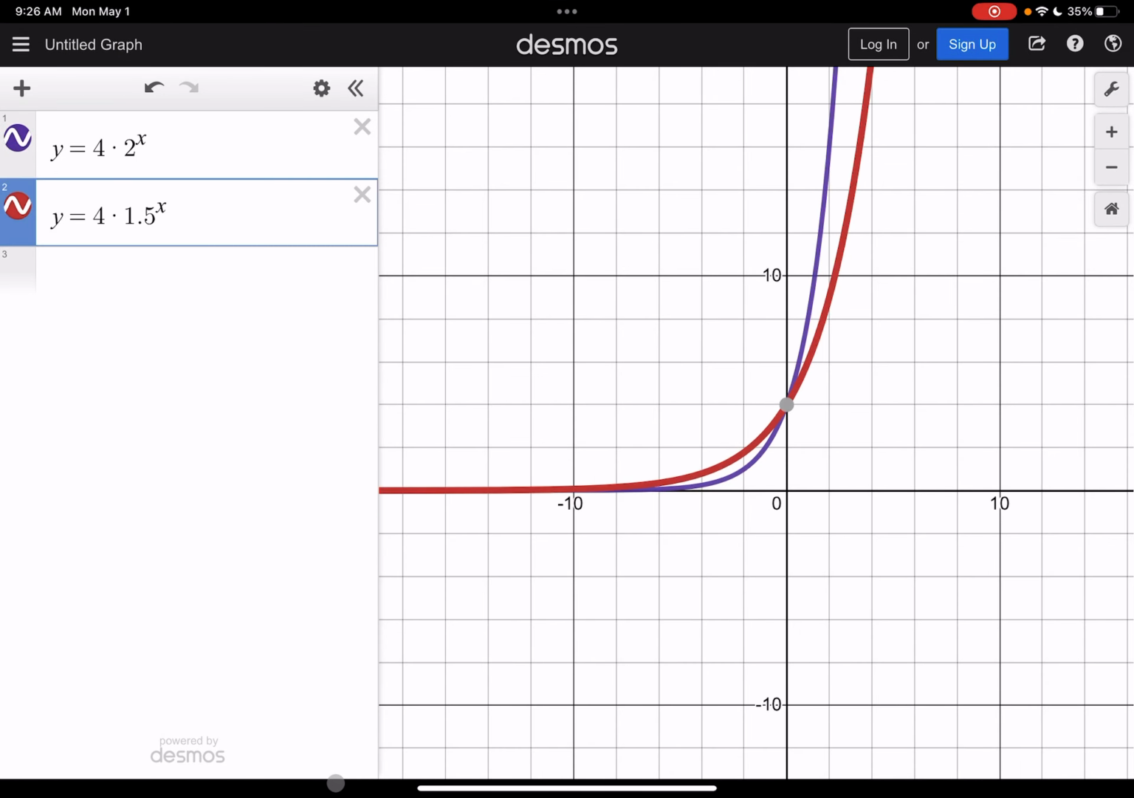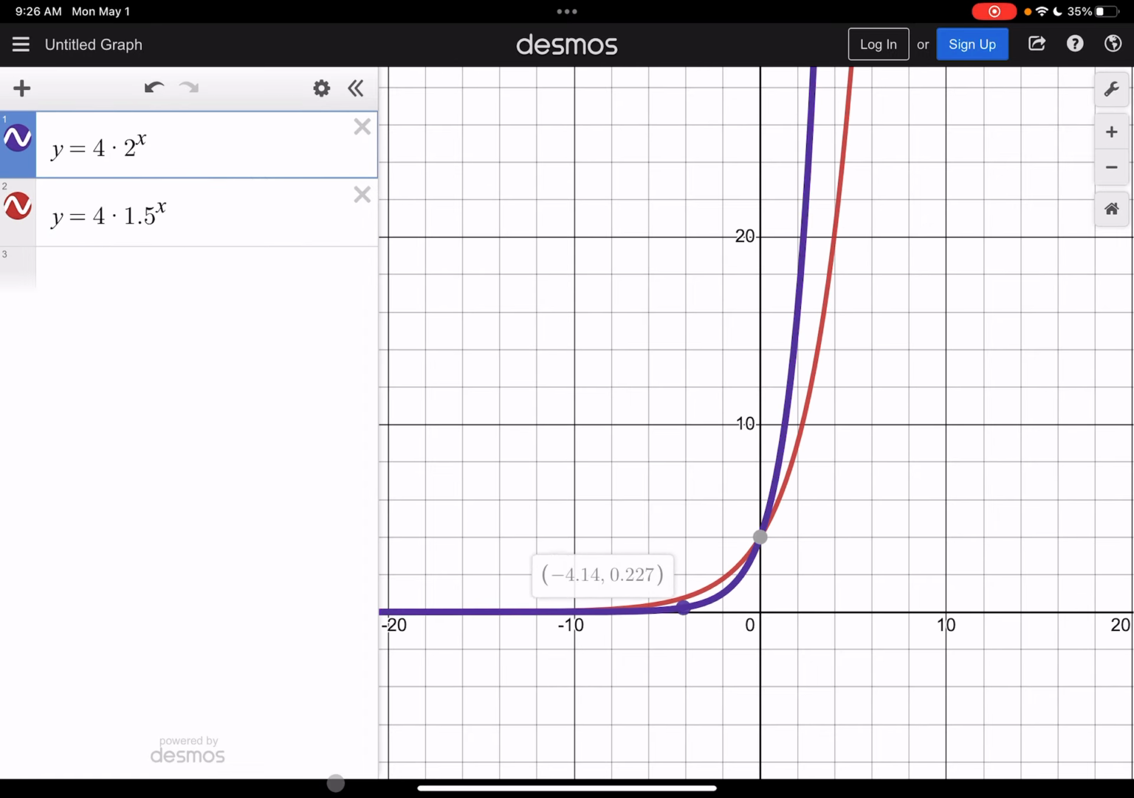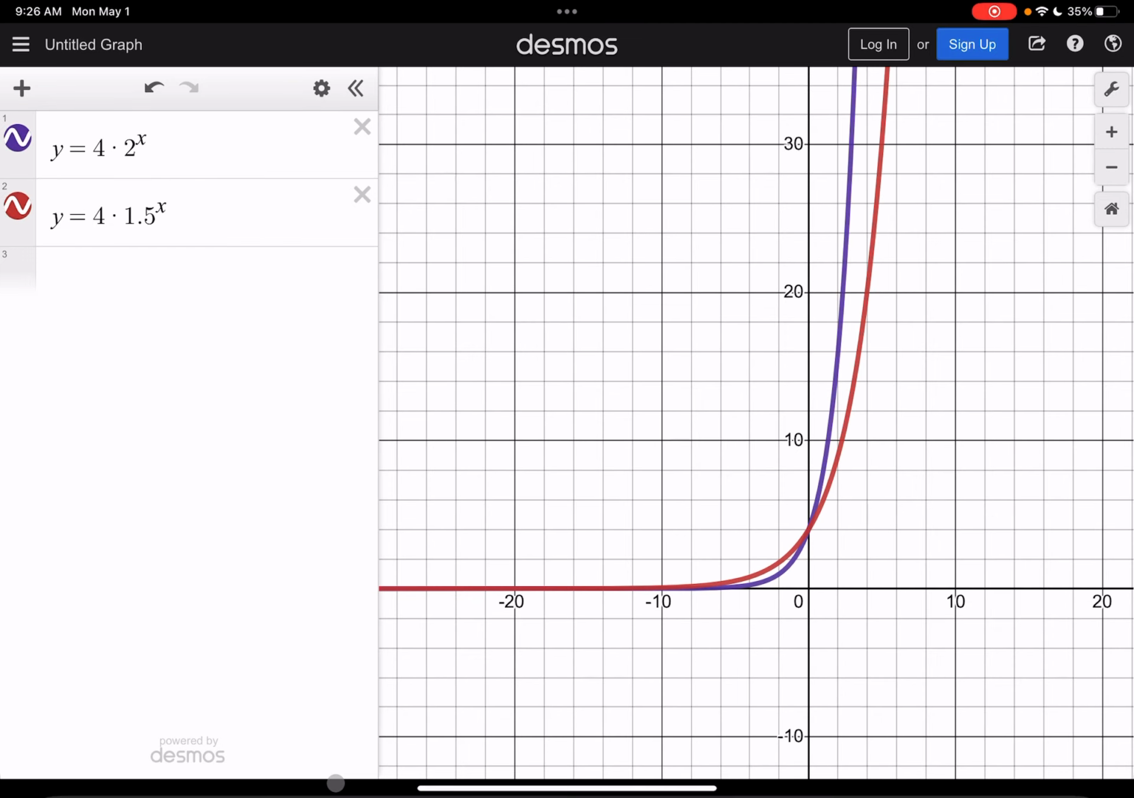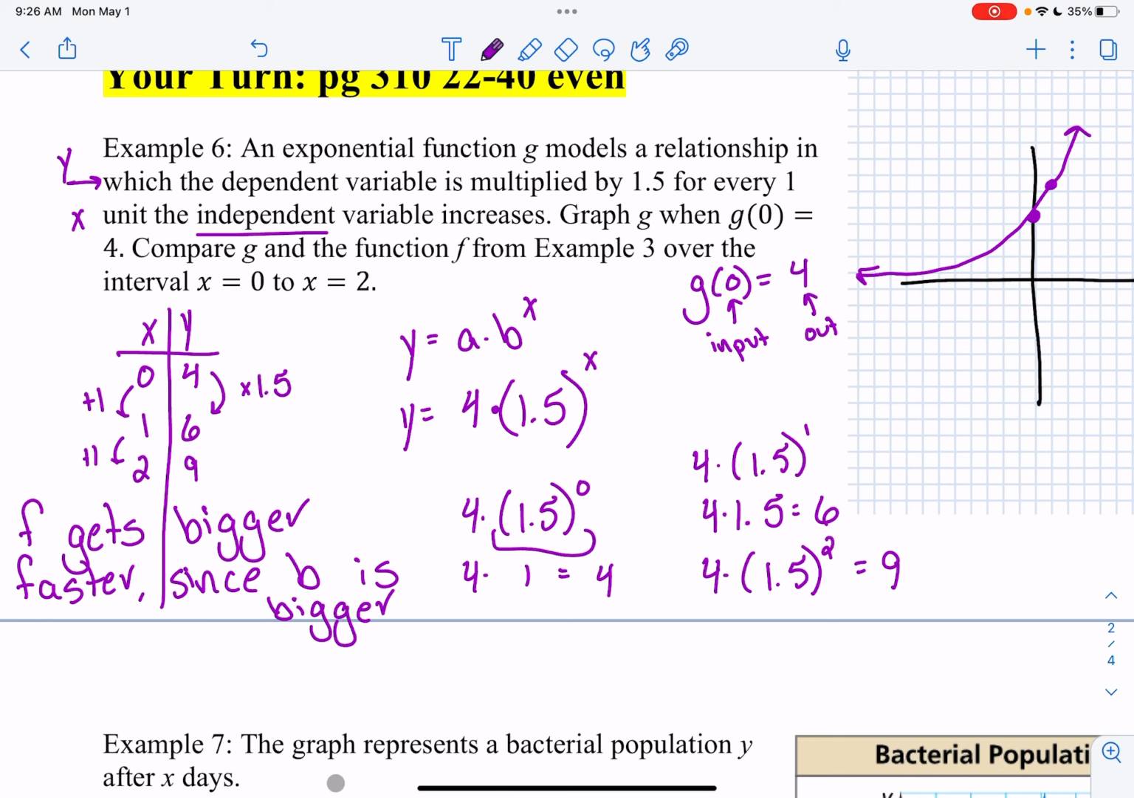So there they are. If you notice, here's the red one. Here's the one we just did. That's 1.5 to the x. And if you notice, it doesn't get as big as fast. It's underneath the purple. That purple one gets bigger faster. It starts out slow underneath the red, but then once it hits here, it's above the red everywhere else. So it gets bigger faster as we go out.